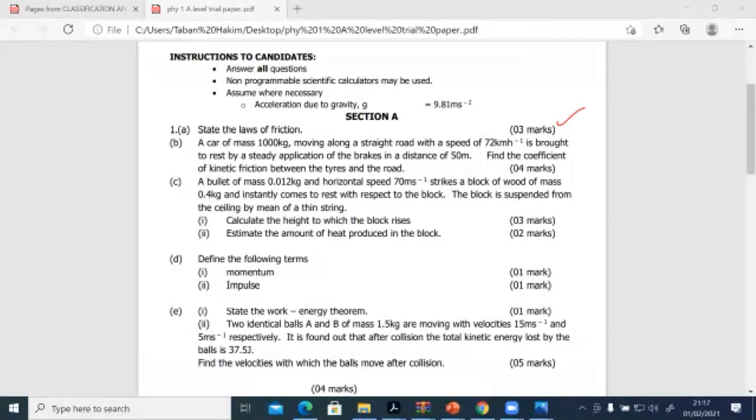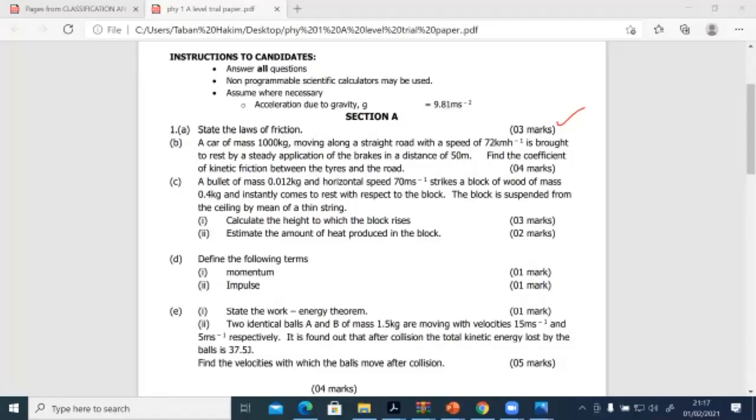That is correct. The second law of friction: it is independent of the area of contact of surfaces, but depends on the nature of surfaces in contact. Very good. Then the frictional force is directly proportional to the normal reaction between surfaces and is independent of their relative velocity. Okay, that is very good.